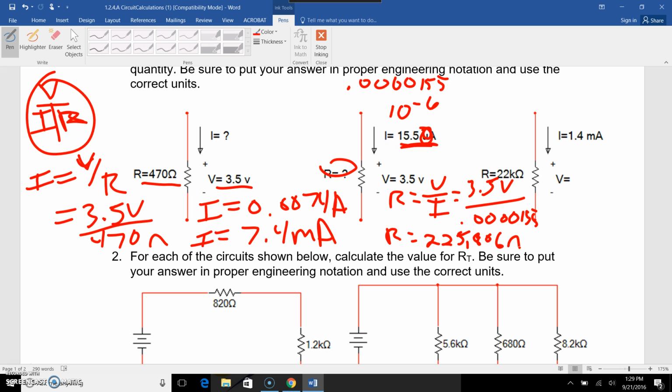I want you to go on and try number 1C. Try the third problem on your own. Give that a shot now that we've gone through those first two. Let me know if you have any questions.